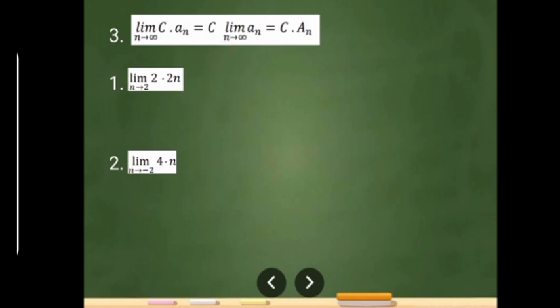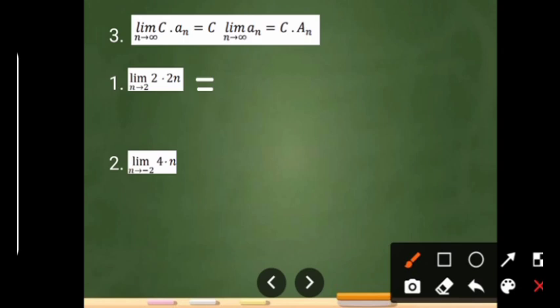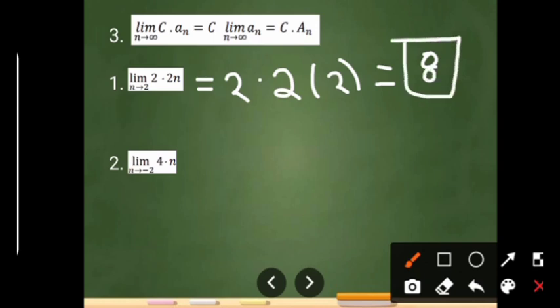Limit 2 times 2n. All we need to do is to substitute the value of n, which is 2. So 2 times 2 equals 4, times 2 equals 8. So 8 is the answer.